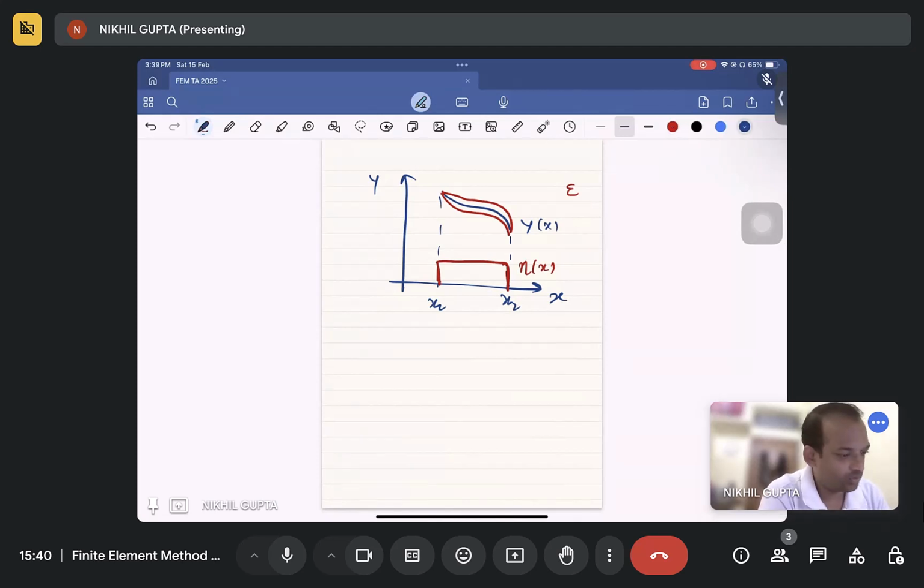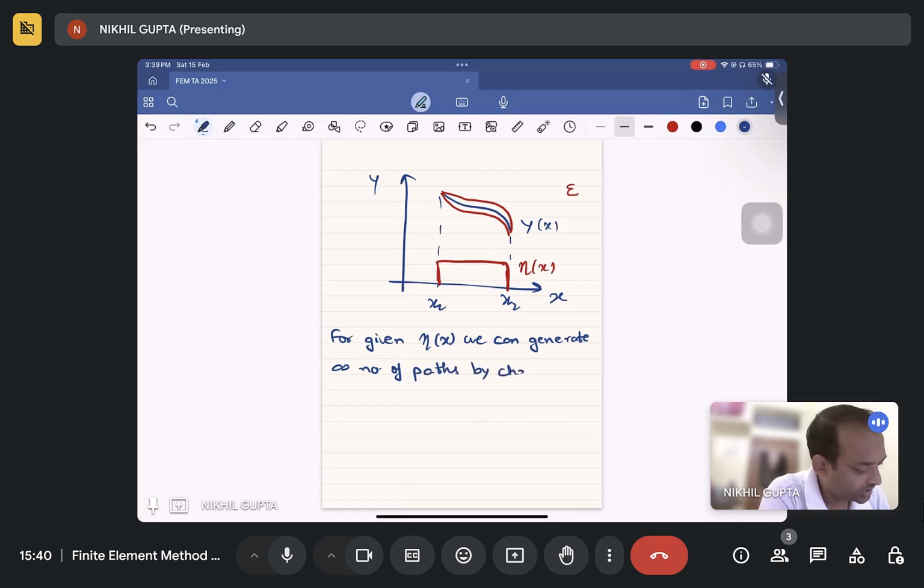Okay. So what we can write? For a given eta, we can generate an infinite number of paths by changing epsilon. I hope this statement is clear. Yes, I'll move forward.